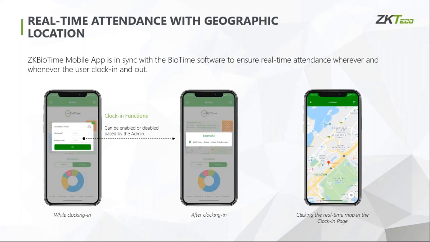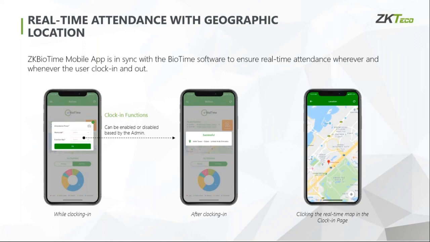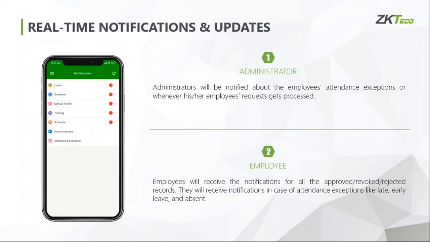And real-time notifications and updates. You can see the notification window here, which gives all the alerts like leave, overtime, manual punch, training, schedule, announcement, and attendance exceptions. For the employees as well as administrators, the leave notification means, if it is an employee, once it's approved or rejected. If it is an administrator, once a new request comes in. Same with overtime, manual punch, training, and schedule requests.